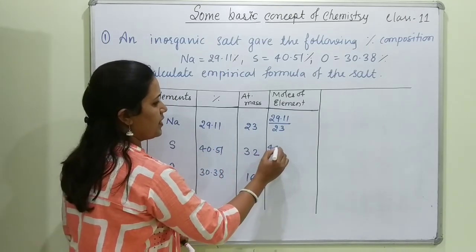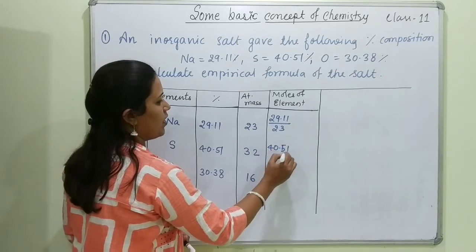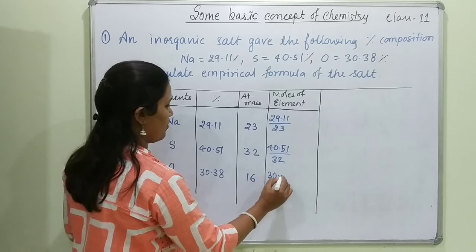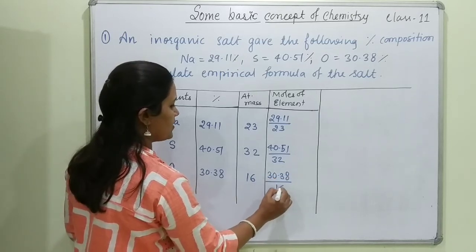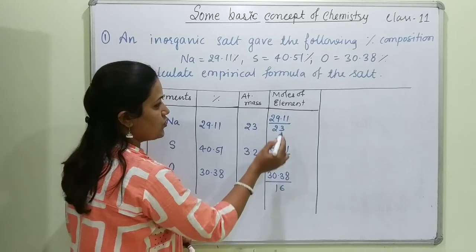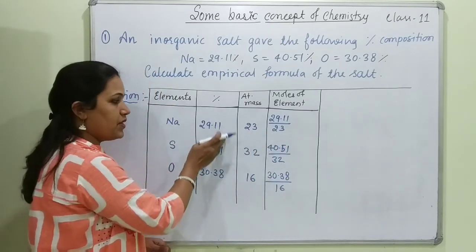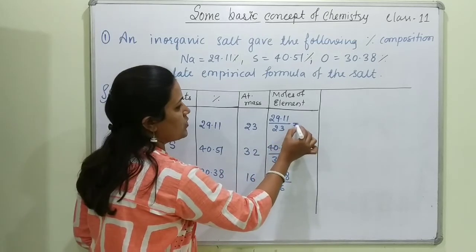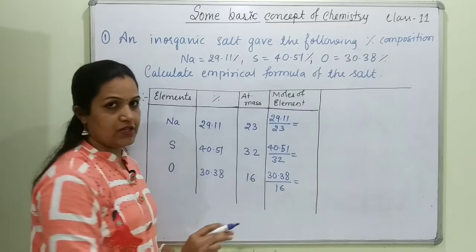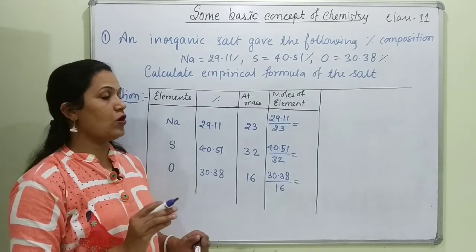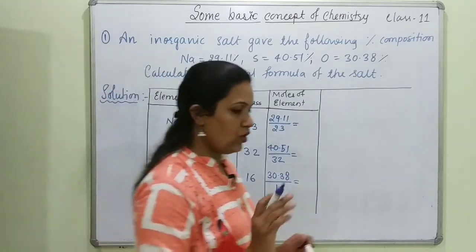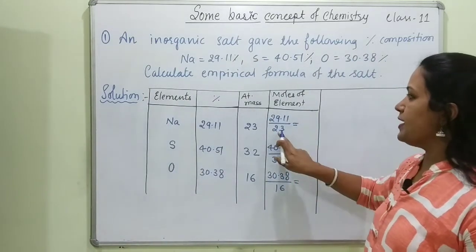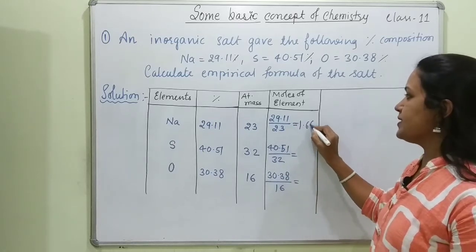Here also we will be writing given mass, that is percentage upon atomic mass. Here also I will be writing the same, 30.38 upon 16. So what I did, I wrote all the percentage first and then atomic mass, and when I will be solving this value, always be in a habit of solving this value up to 1 or 2 digits after decimal, and we can get here a value as 1.66.